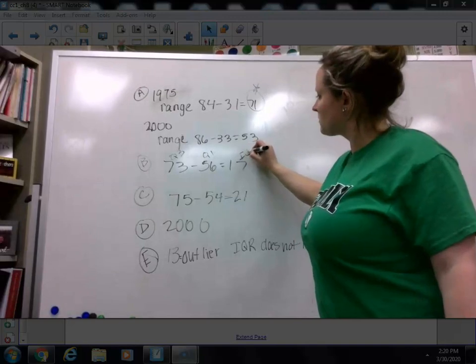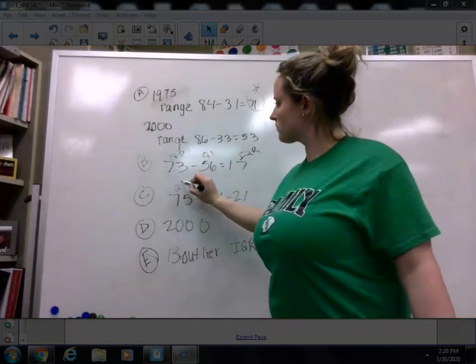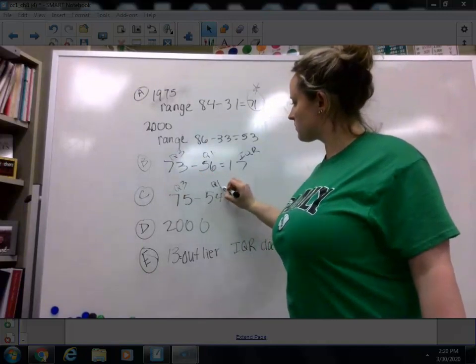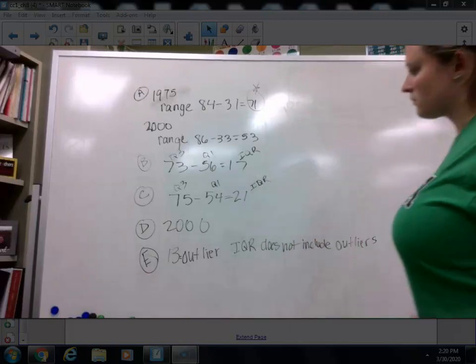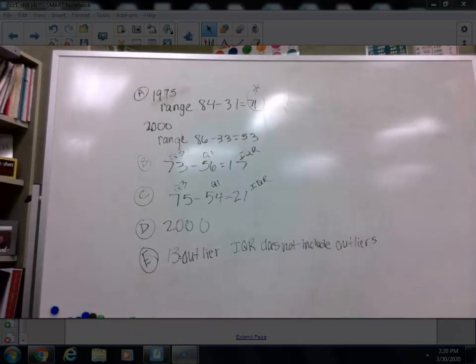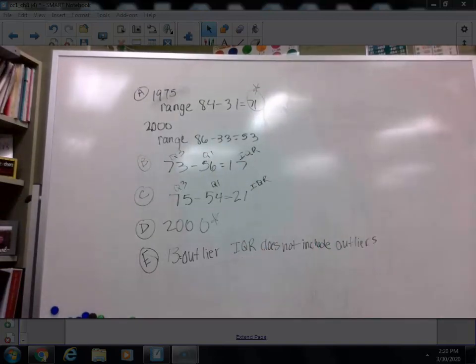Question C, practice the interquartile range for the year 2000. So 75 minus 54. Again, we take the third quartile and subtract from that quartile 1. Letter D, which year of temperature seems to have the most spread? We found out that was the year 2000, and that's because it has the largest interquartile range.